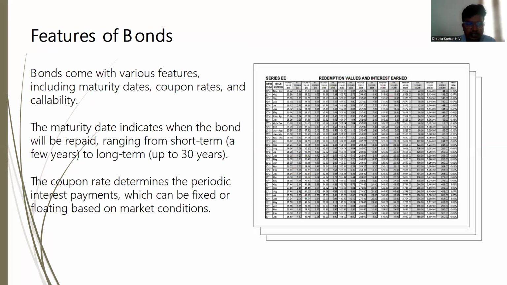Features of bonds. Bonds come with several features, including maturity date, coupon rate, and callability. The maturity date indicates when the bond will be repaid, ranging from short term, a few years, to long term, up to 30 years. The coupon rate determines the periodic interest payment, which can be fixed or floating based on the market conditions.